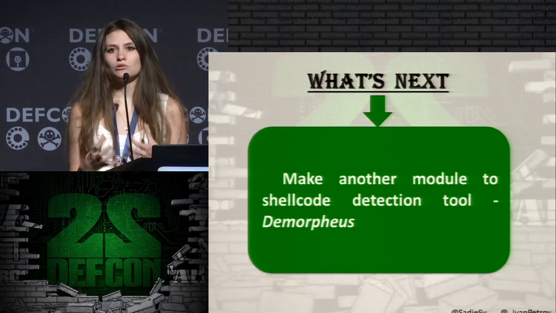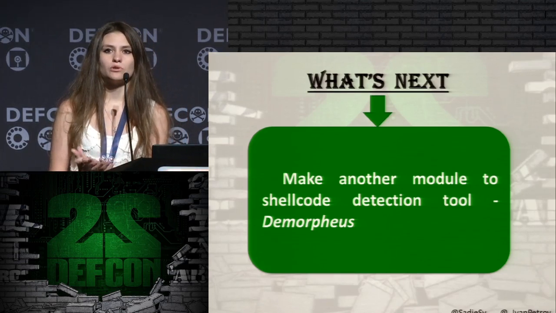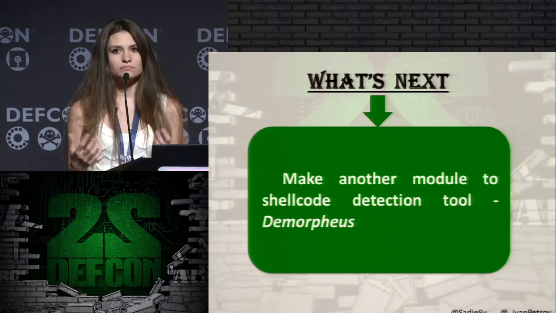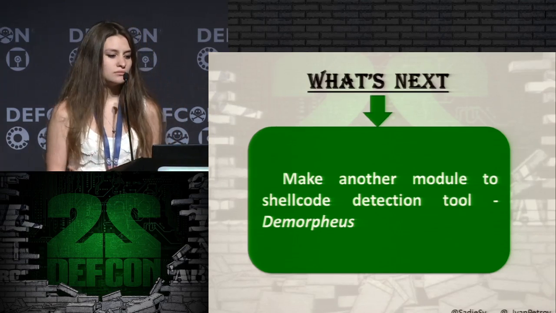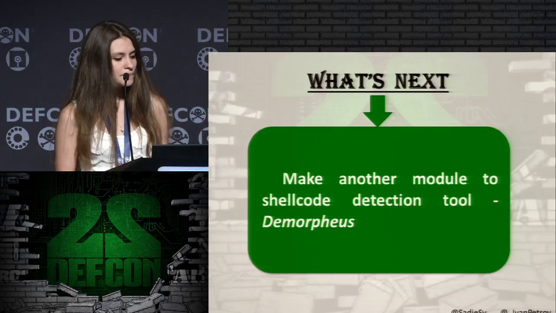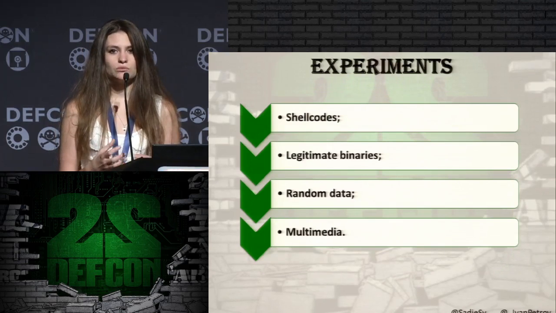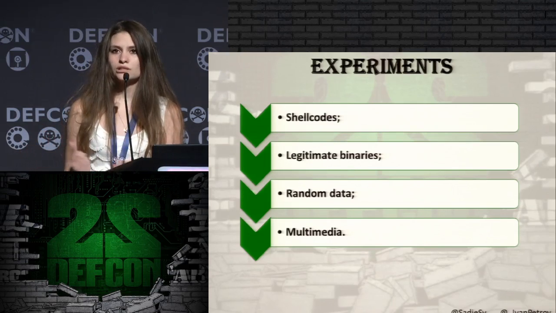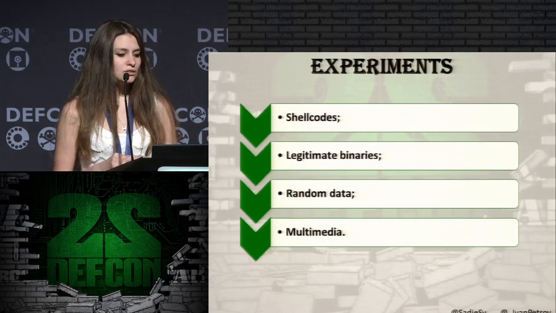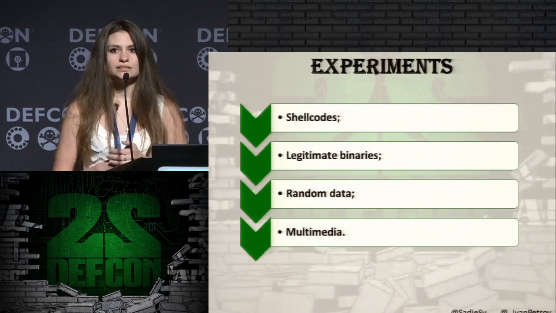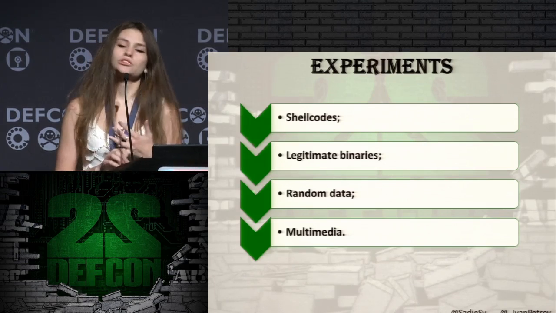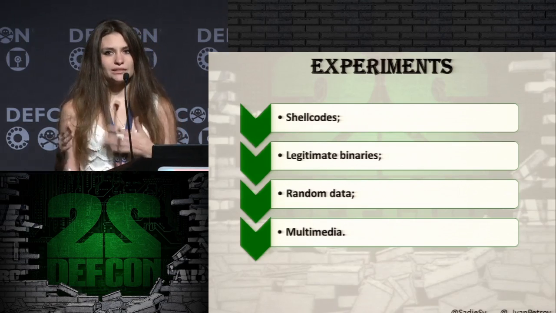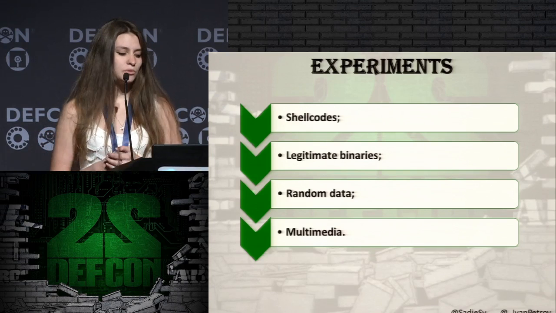As I mentioned before, our previous work focused on shellcode detection for the x86 platform. We implemented it as an open source shellcode detection tool called Dimorphos. Here we extended it with a model which works with shellcode for ARM. Our experiments were on 4 datasets. The first was shellcodes collected from public repositories like ExploitDB or Metasploit.